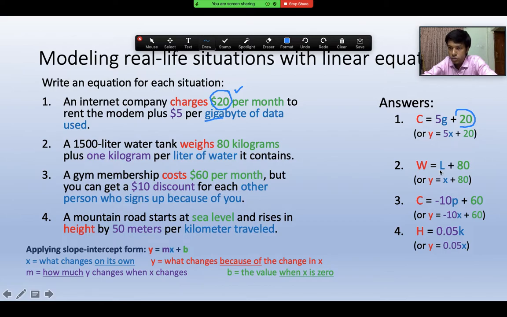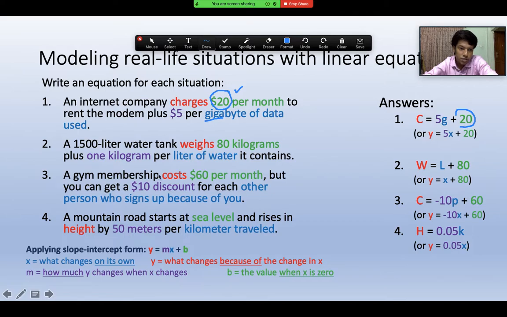Then suppose you put 1 kilogram per liter of water. So you put 2 liters, that means 2 kilograms, 5 liters, that means 5 kilograms, which is here. 1 liter per kilogram. That's why this is like this.